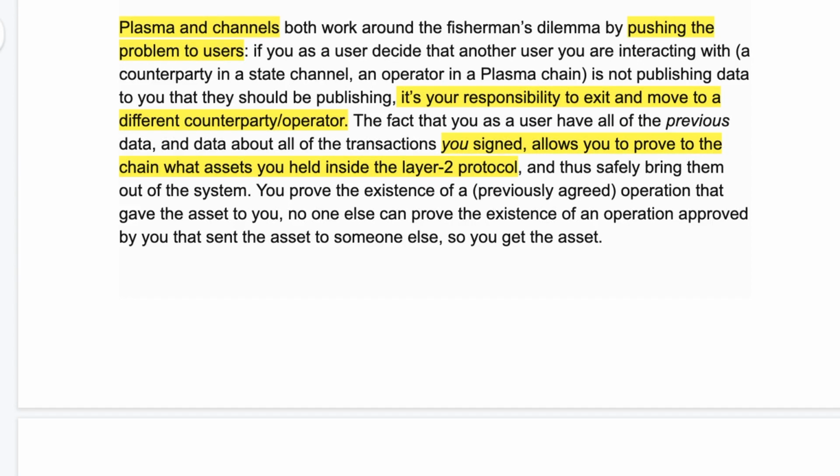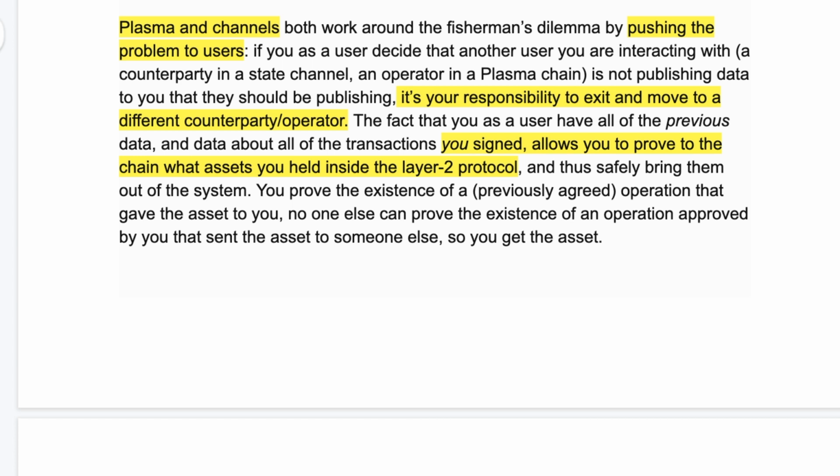So now that we've seen one of the big disadvantages of a zero-knowledge optimistic rollup with the Fisherman's Dilemma, the thing is if we go back to Plasma and state channels, they both work around this dilemma by pushing the problem to users and making it the user's responsibility to exit and move to a different operator.